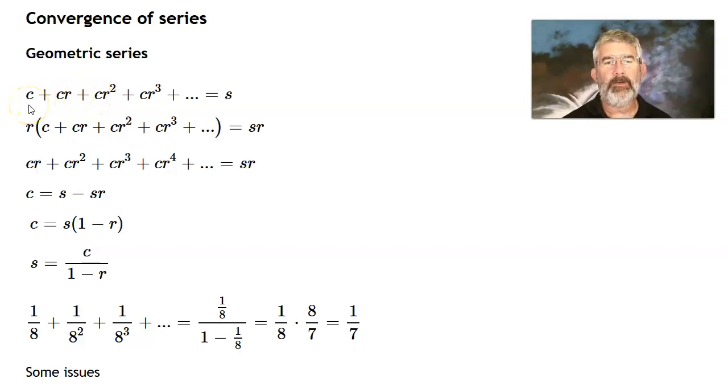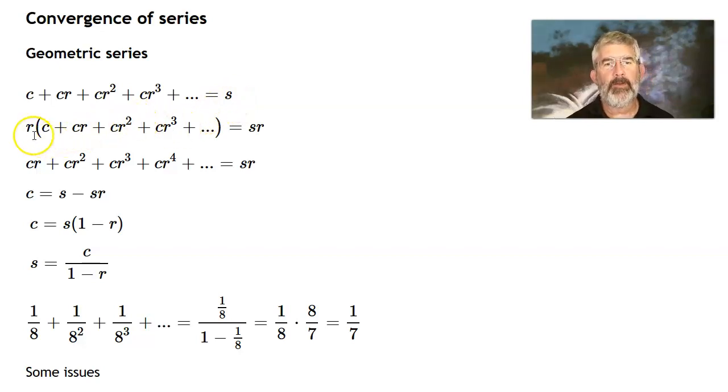So remember, the geometric series is one where each term can be obtained from the previous one by just multiplying by the same constant. So if I start with c and I multiply by r each time, then the second term would be c times r, and the third term would be c times r squared, and c times r cubed, and so on. Okay. Now, the question is, what does that add up to? Does it add up to something finite? Well, if it does, let's call that something s.